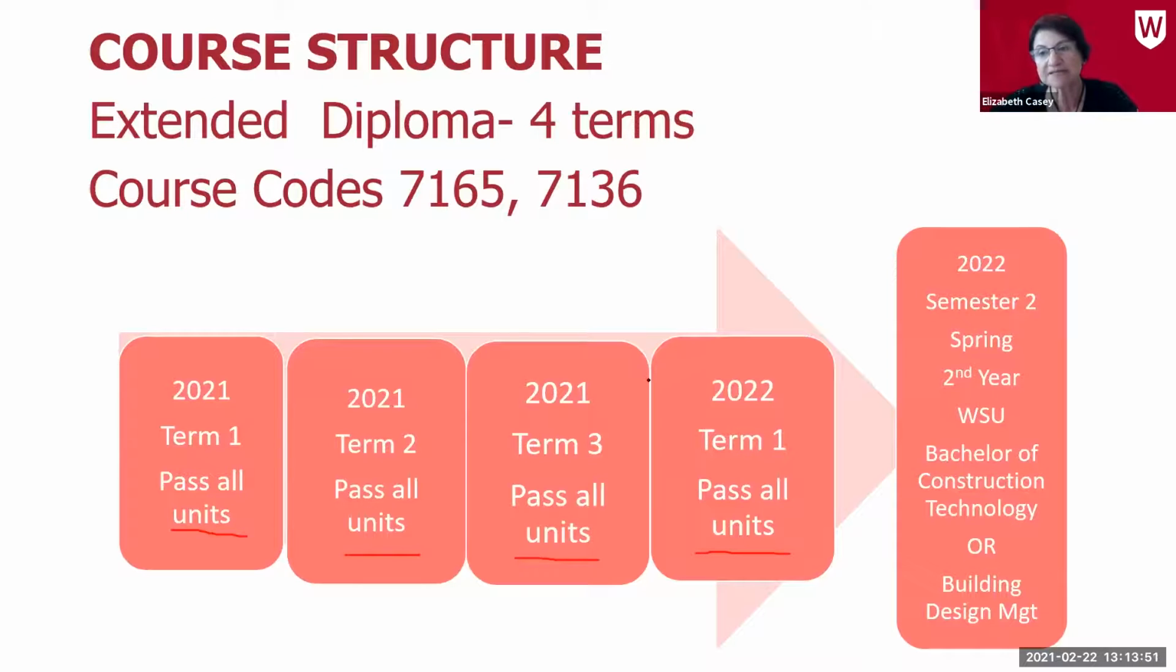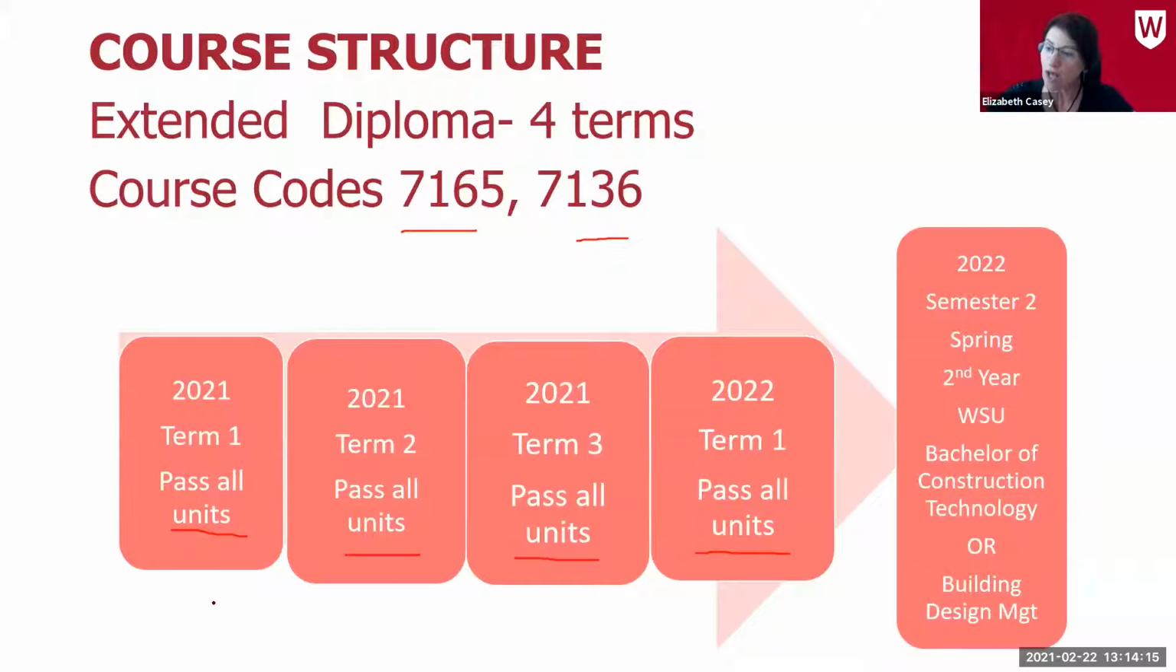So that's semester 2 of uni. So you'll go to Western Sydney Uni in July of next year, not March, but July. And again, depending on whether you're in 7165 or 7136, you'll be going into the Bachelor of Construction Technology or the Bachelor of Building Design Management.